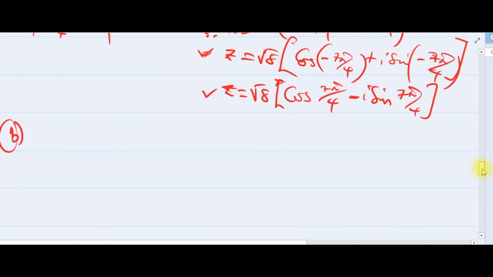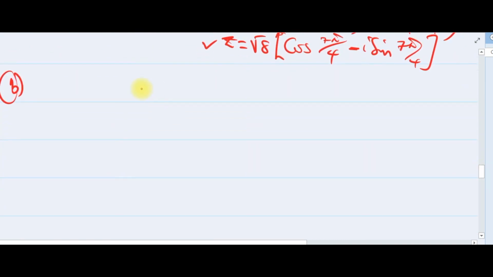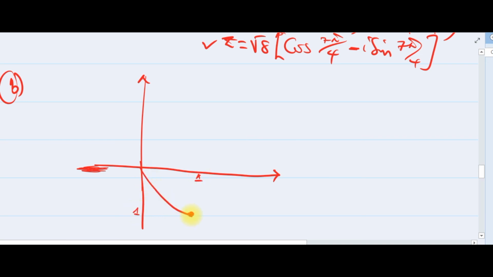So the other question, if you are given 1 minus i, we'll draw an Argand diagram for that. Here, this is 1 and this is also negative 1. So this is our complex number, 1 minus i.